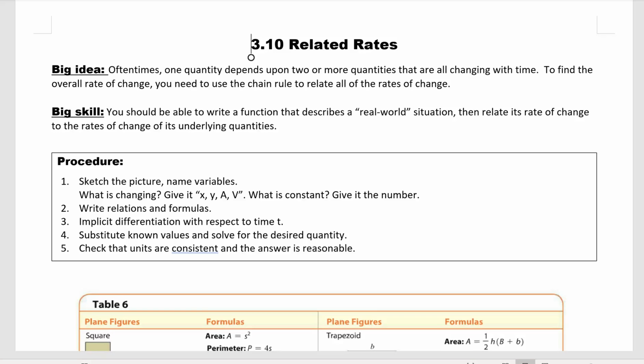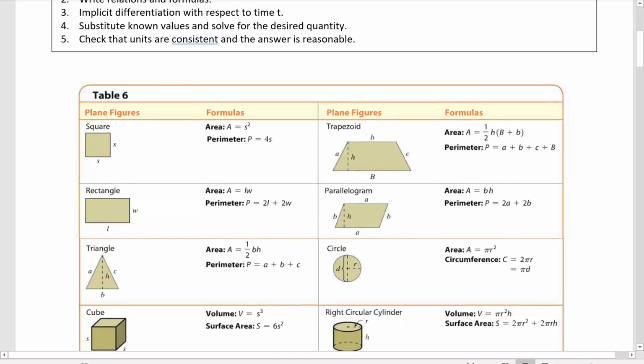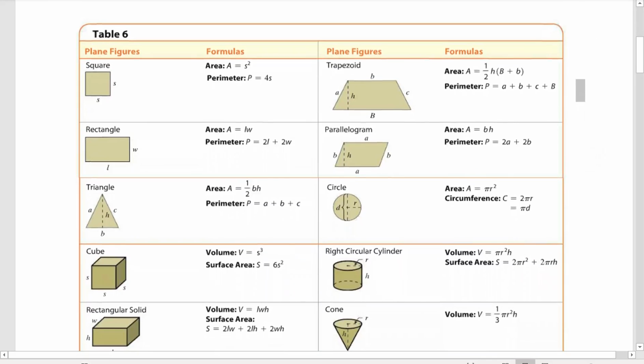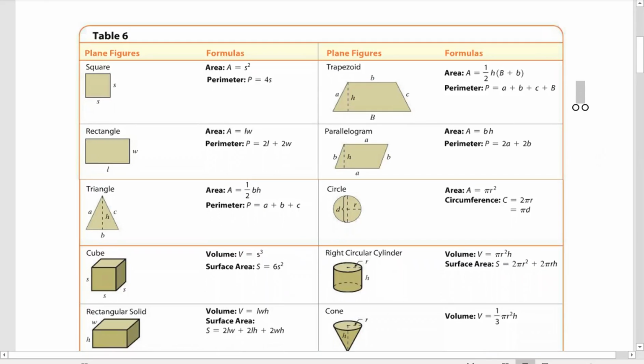Alright, so before we work on an example, I would like to review all the geometry shapes. Okay, we have 2D and 3D. So for 2D figures, we have the basic one, square. Square, what is the area? Area is S times S, S squared, right? And then the perimeter is, we have 4 sides. Each one is S. So that's why the perimeter is 4S.